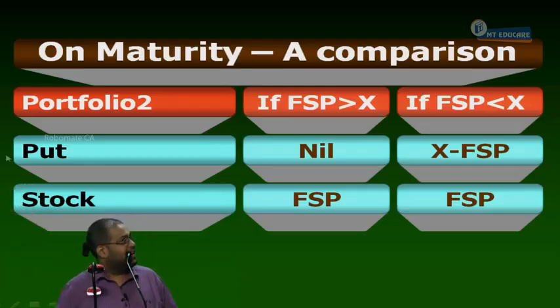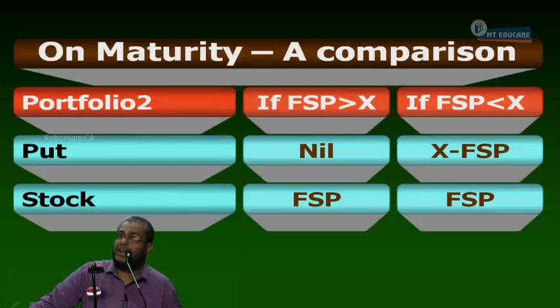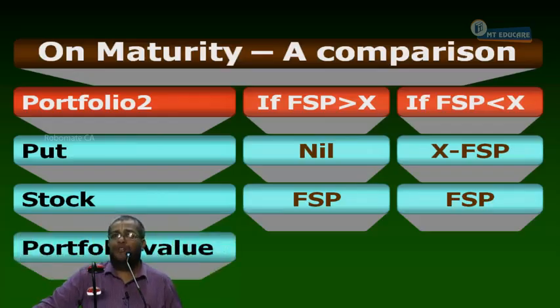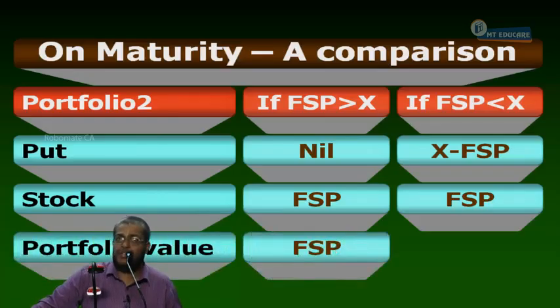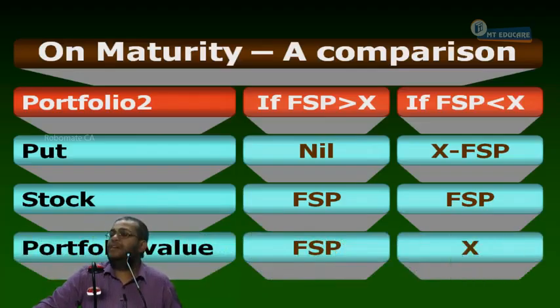3 months. Is that the answer? In that case, it's going to be what? FSP. Are you following? Now I am holding a put and a share, put and share. Tell me, what is the portfolio value? Nil plus FSP. X minus FSP gives you what? X. Everybody is following, no?